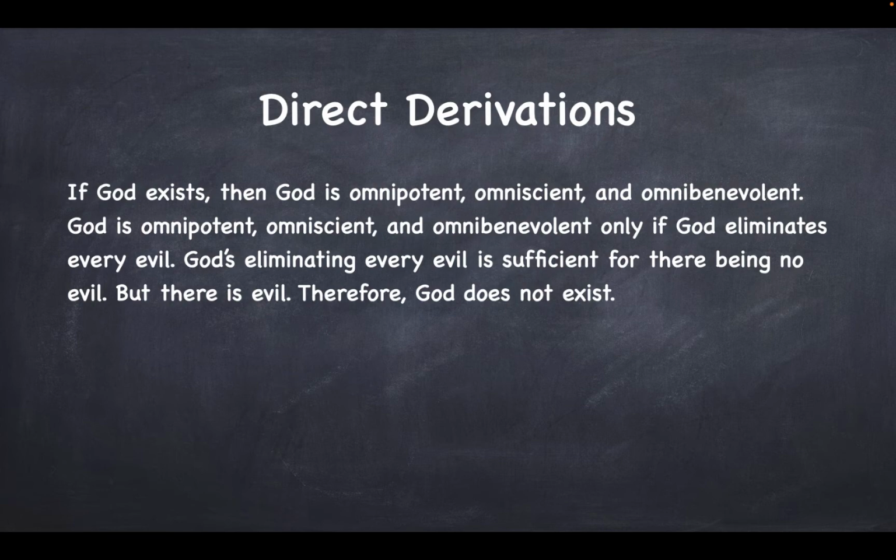So the first premise just tells us, if God exists, here's what God is like. God can do anything, God knows everything, and God is perfectly good and all loving. The second sentence says, God is omnipotent, omniscient, and omnibenevolent, that is, God has those features only if God eliminates every evil. And evil is just like pain and suffering.